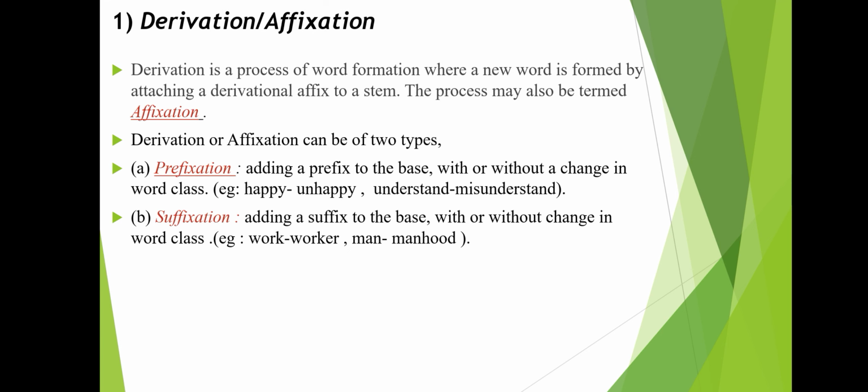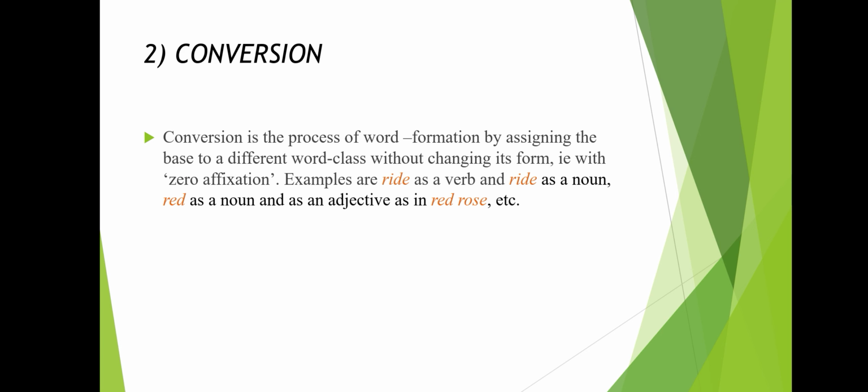Then let's move on to the second method. The second one is conversion. Conversion is the process of word formation by assigning the base to a different word class without changing its form. That is with zero fixation. So what is conversion? Conversion occurs with zero fixation. Affixation doesn't take place there. There is no affixation, no attaching a prefix or suffix to the stem occurs.